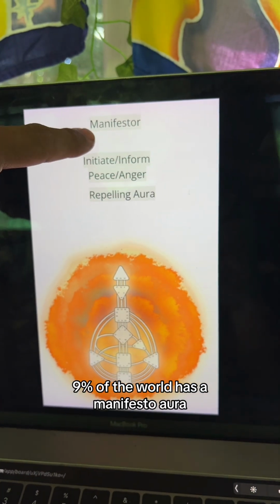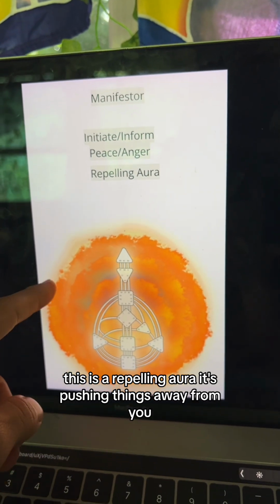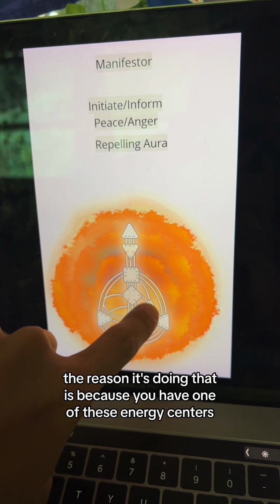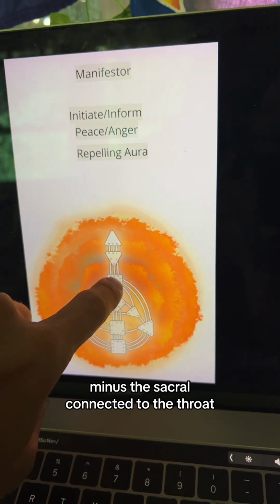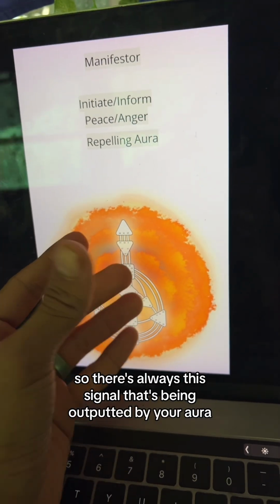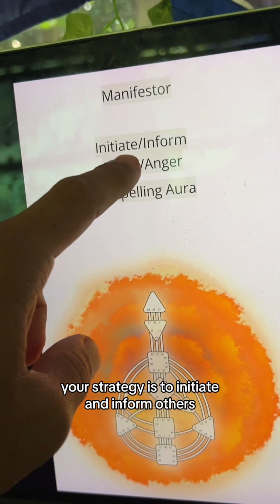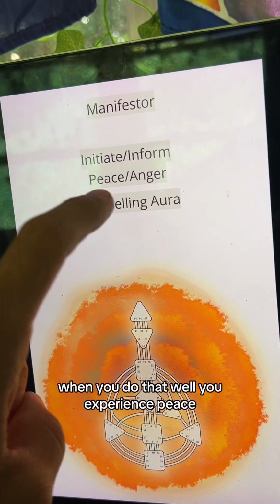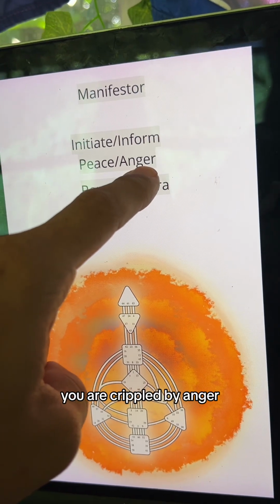9% of the world has a manifestor aura. This is a repelling aura. It's pushing things away from you. The reason it's doing that is because you have one of these energy centers, minus the sacral, connected to the throat, the manifestation center. So there's always this signal that's being outputted by your aura. Your strategy is to initiate and inform others. When you do that well, you experience peace. And if you don't do that well, you are crippled by anger.